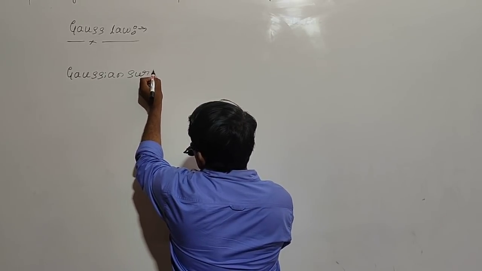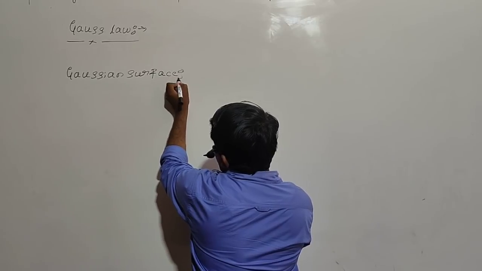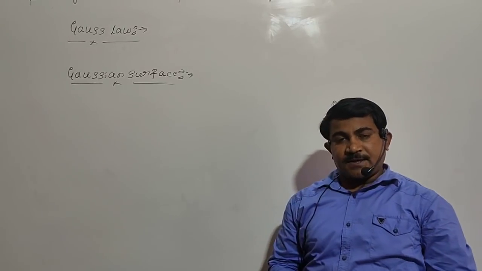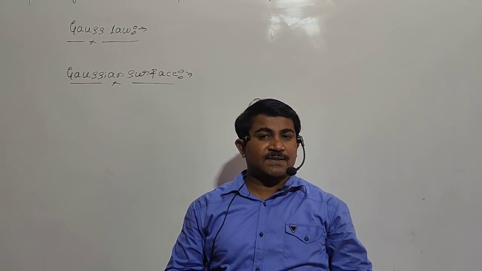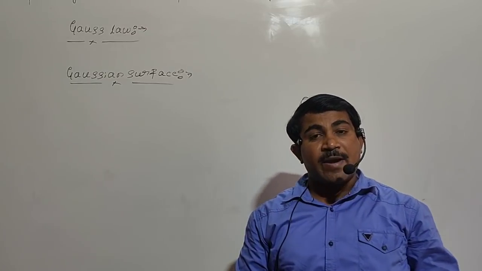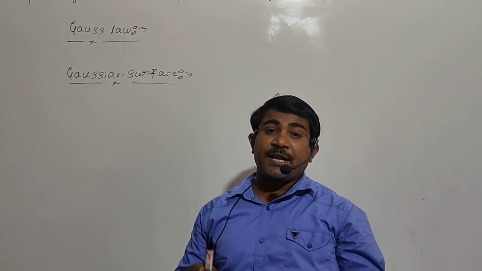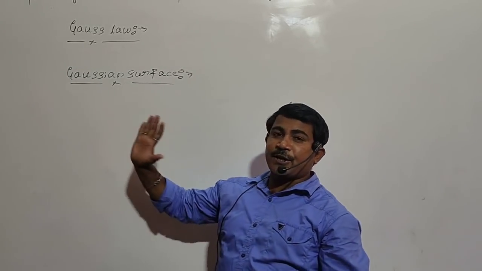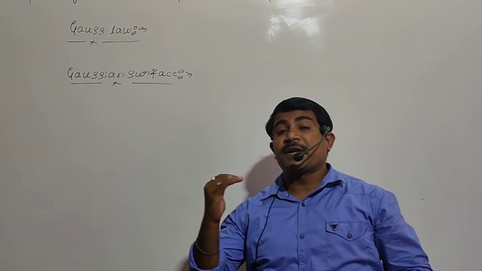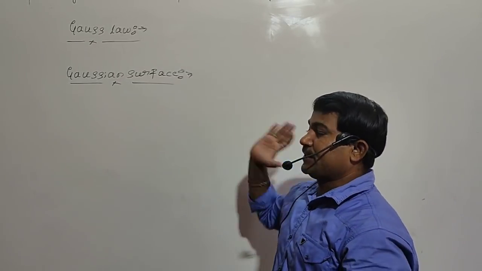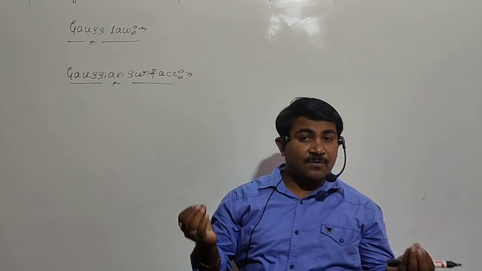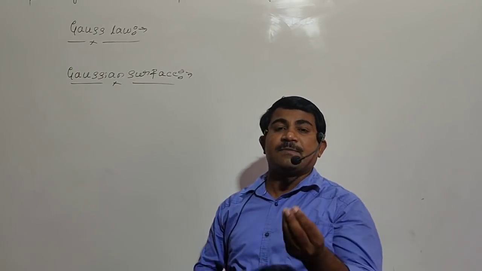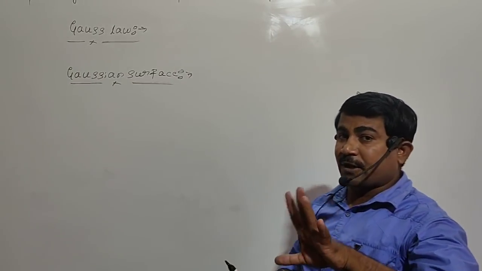Gaussian surface. Generally, Gaussian surface is an imaginary closed surface containing a charged body. What is that? The imaginary closed surface containing a charged body, that we are calling Gaussian surface. Gaussian surface must be closed, of any shape, any size, and it must contain a charged body within it.